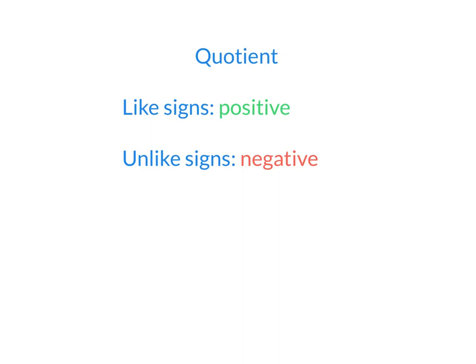So when we're dividing integers, the quotient, which is the answer to a division problem, will be positive if it has like signs. If the two numbers you're dividing have like signs, the answer will be positive. If the numbers you're dividing have unlike signs, the answer is going to be negative. So if both of the numbers are positive, the answer will be positive. If both of them are negative, your quotient will be positive. If they have unlike signs, if one is positive, one is negative, your answer will be negative.